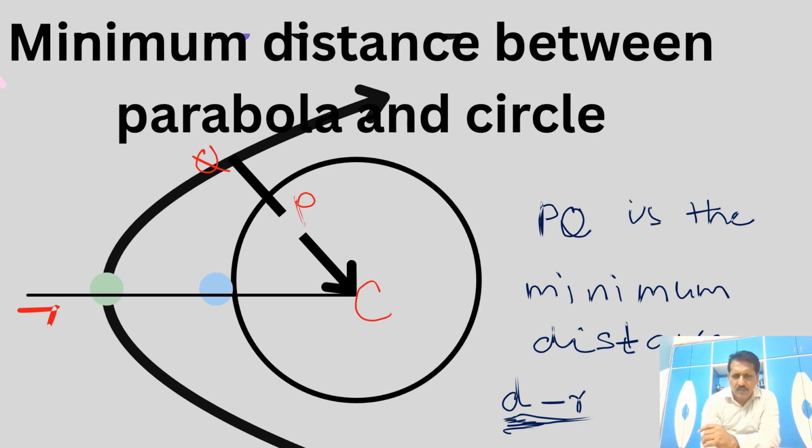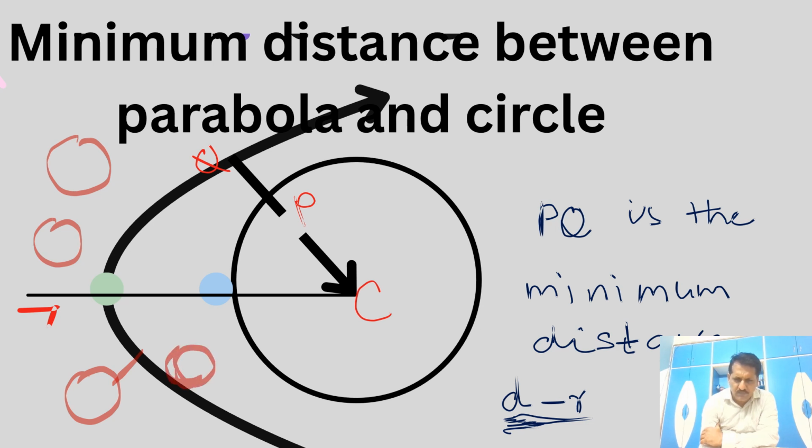Minimum distance. Maybe the circle is inside, or the circle may be outside, maybe here or here, you can take anywhere. But generally I have taken the circle within the parabola here, right? So if the circle is here, this length is the minimum distance. When they are apart from each other, and if the two touch, the minimum distance might be 0. If the circle is here, we can guarantee that this is the minimum distance, and again if the circle is here, this is the minimum distance.